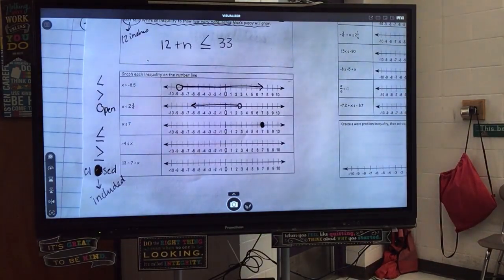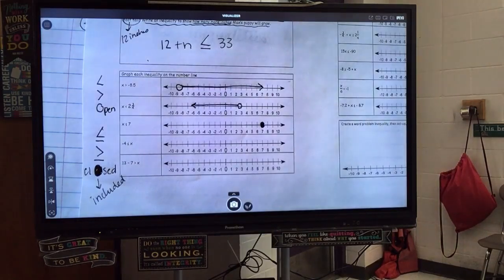So plug in 3 to the statement that you're graphing right now and see if it makes the statement true. So is 3 less than or equal to 7? Does it make the statement true? Then you know that is the direction of your arrow. Did you guys see how that worked?